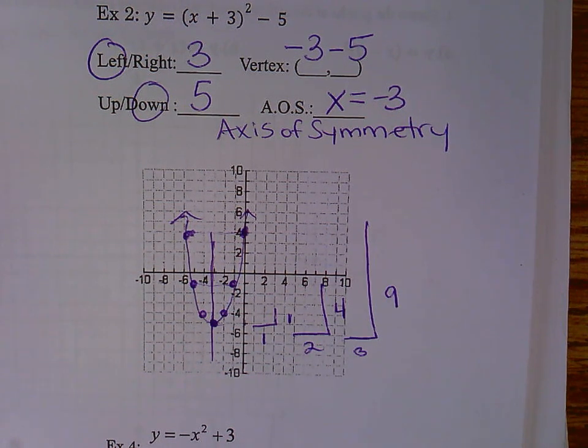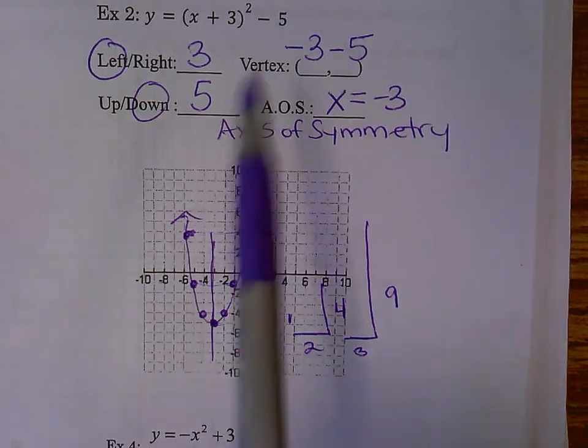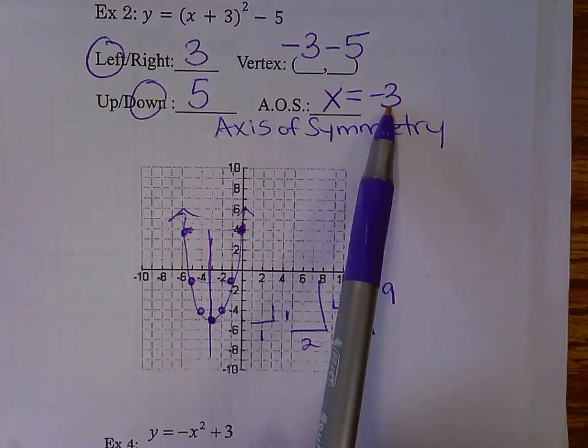Or you could just put like the first part of the vertex. Yes, it's the first part of the vertex, yes. So this -3 corresponds to the first part of the vertex, yes.